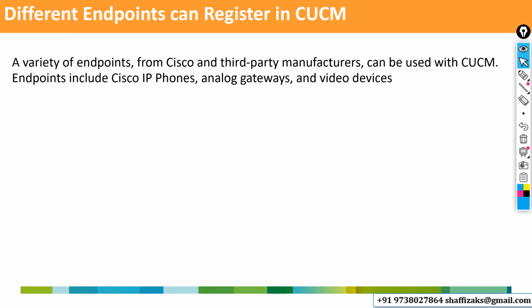You can take any phone, not only from Cisco; third-party phones also can be registered. Again, we have different types of phones, physical only. Cisco manufactured phones can be registered, and third-party IP phones can be registered. This IP phone we use only for voice calls. Now there are video phones, or you have conference devices.